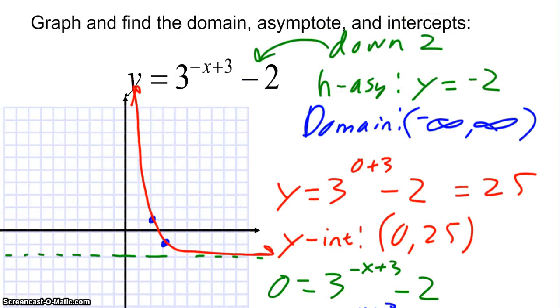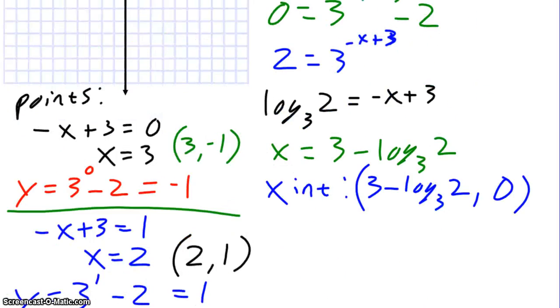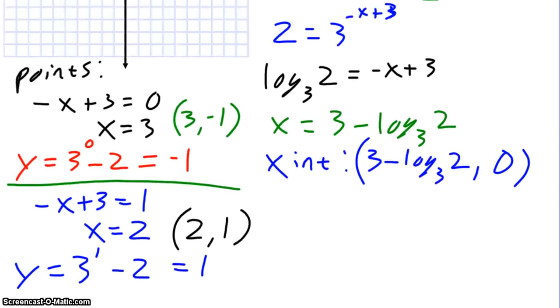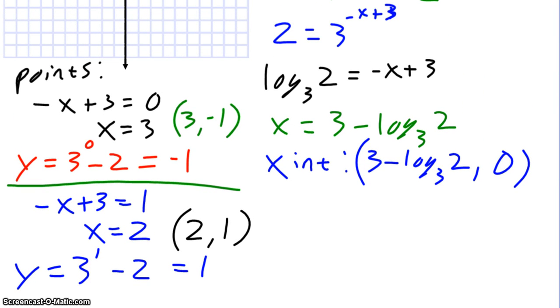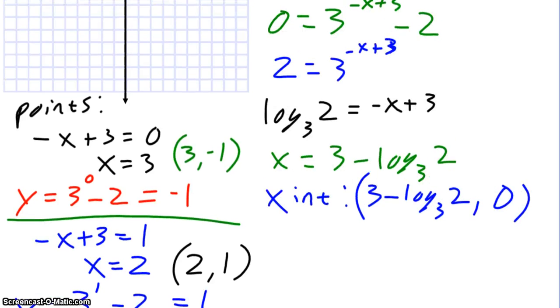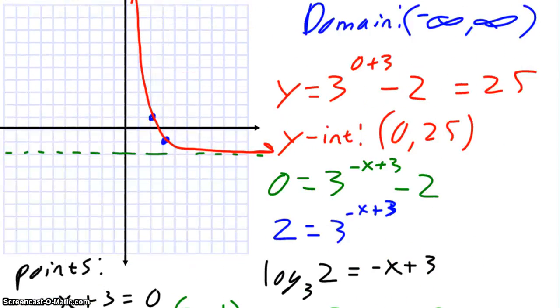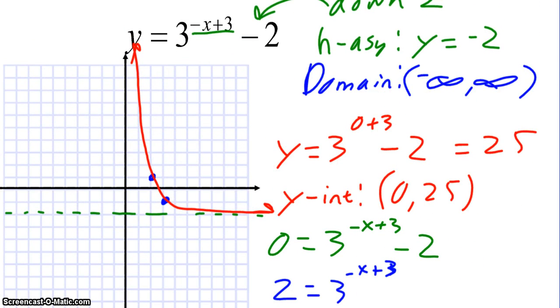My thought process, though, to find those points is that I know if negative x plus 3 equals 0, it's really easy for me to evaluate, and if negative x plus 3 equals 1, it's really easy for me to evaluate. So that's how I came up with the points (2, 1) and (3, -1). Again, had I recognized from the beginning that these functions are inverses, I could have just flipped the x and y values from the previous problem. So now I plot the points, I graph the asymptote, and I draw my curve.